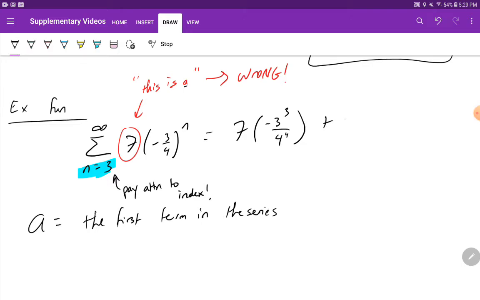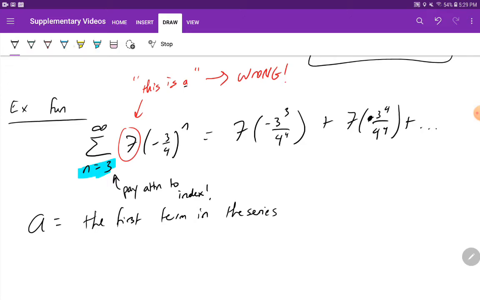Your next one is going to be 7 times (-3) to the fourth, it's going to be positive because it's even, so 3 to the fourth over 4 to the fourth. Plus so on and so forth, right?